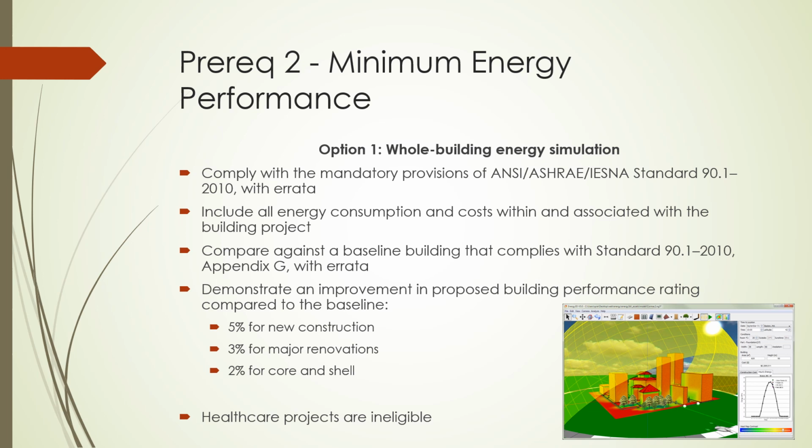You need to demonstrate an improvement of 5% for new construction, 3% for major renovations, or 2% for core and shell projects in the proposed building performance rating as compared to that baseline building performance rating. The baseline building performance rating is calculated according to Standard 90.1-2010, Appendix G, using a simulation model. And as a side note, projects must meet the minimum percentage savings before taking credit for the renewable energy systems. And also another side note is that data centers have their own criteria for option 1.